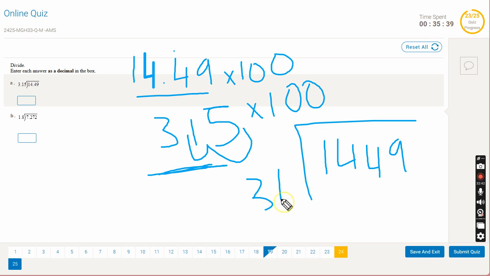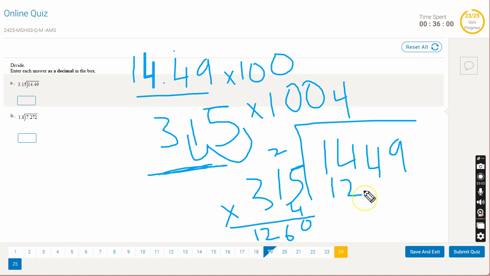Now you can just start multiplying. What you get initially is 4. So you can multiply here by 4 or by 3. Let's try by 4 first. 5 times 4 is 20. Put the 0 here, carry the 2. 4 times 3 is 12, plus 2 is 14. So 1260 is the first one. You put the 4 above, you get 1260. You subtract them, what do you get?